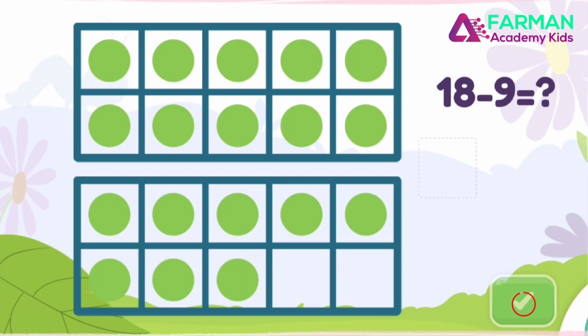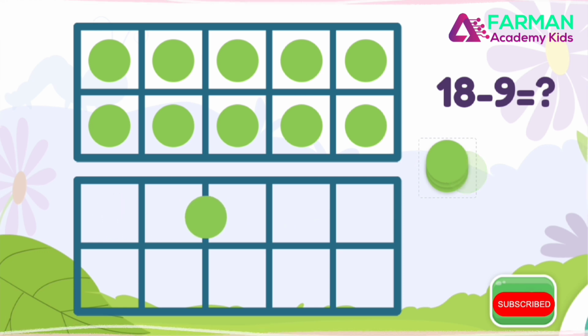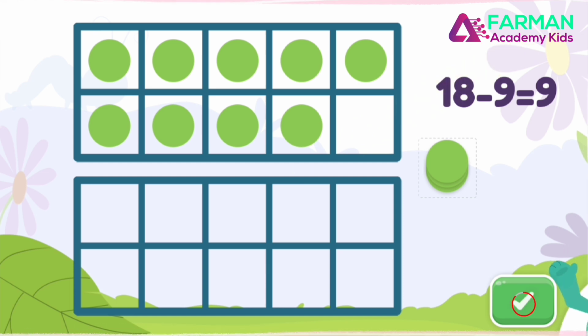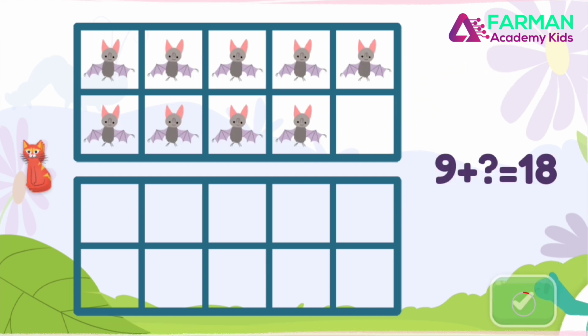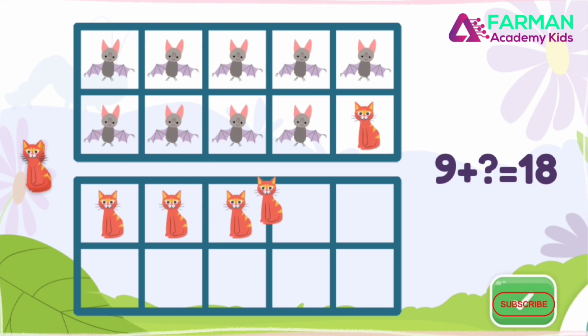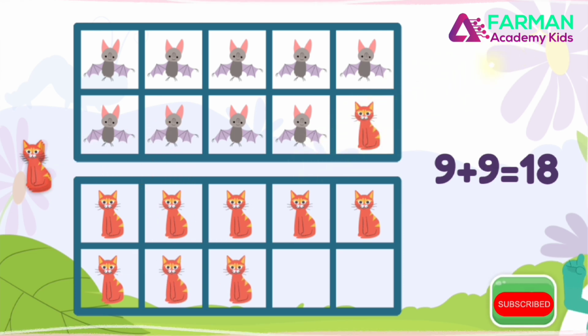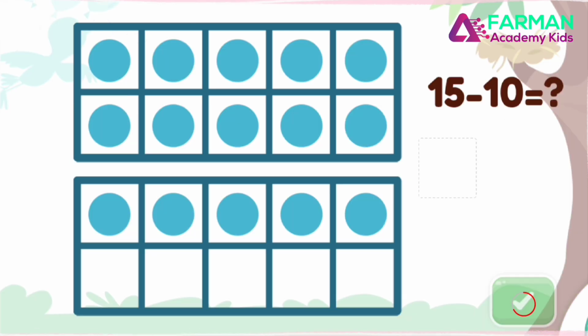What is 18 minus 9? Neat! 18 minus 9 equals 9. Add the correct number of animals to solve the equation. Good work! 9 plus 9 equals 18. This is another way of solving 18 minus 9.